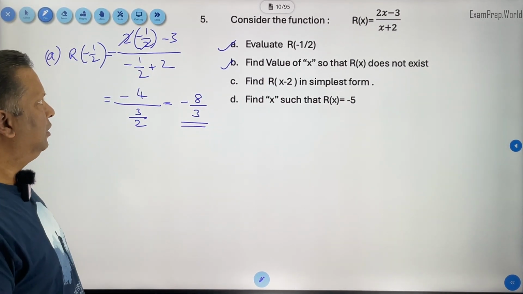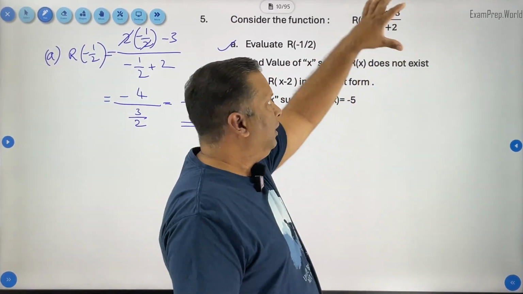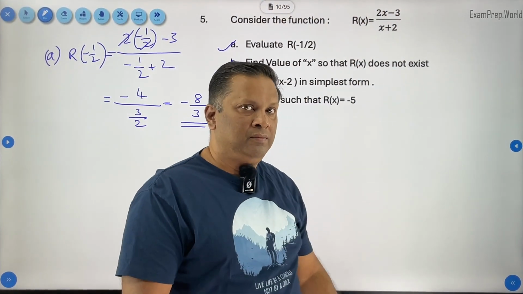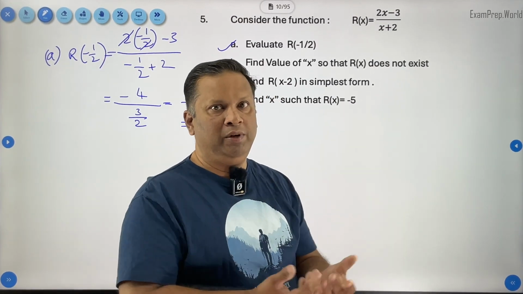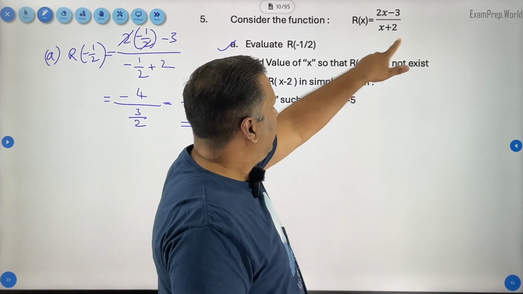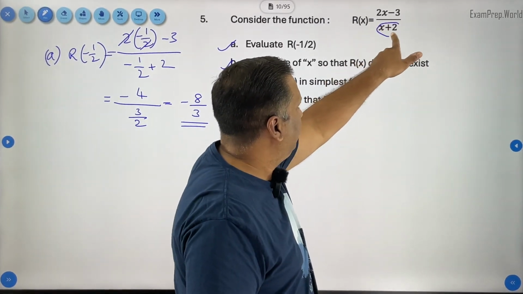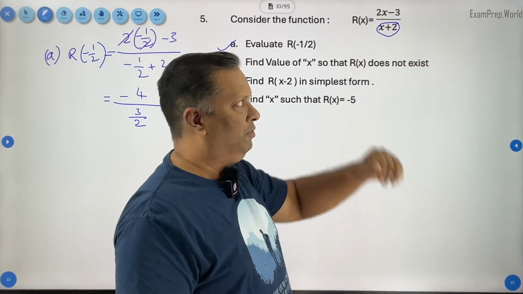Okay. Now let's do this. Find the value of x so that R of x does not exist. When does a function not exist? Not defined. When something is divided by 0, it becomes not defined. Correct? So what we do? X plus 2 should never become 0. If it becomes 0, the function is not defined.